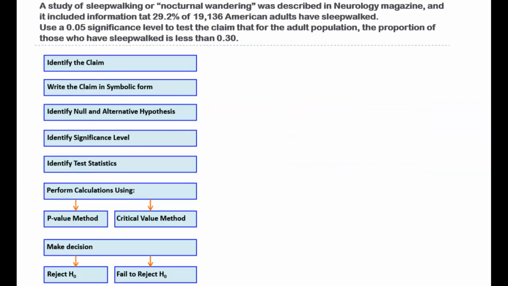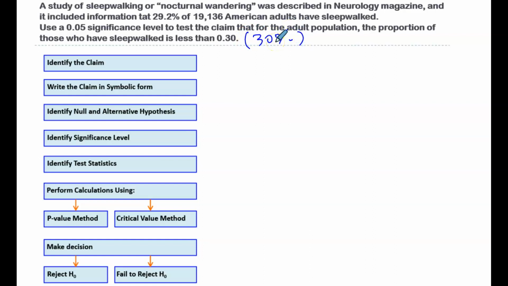A study of sleepwalking or nocturnal wandering was described in Neurology magazine, and it included information that 29.2% of 19,136 American adults have sleepwalked. Use 0.05 significance level to test the claim that for adult population, the proportion of those who have sleepwalked is less than 0.3 or 30%.